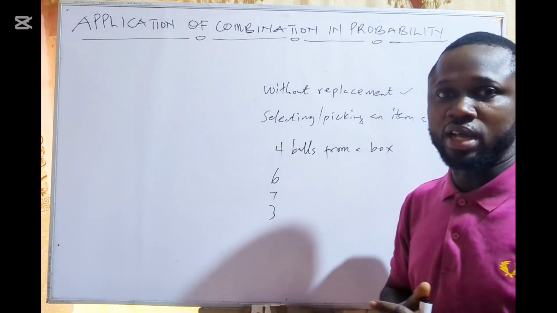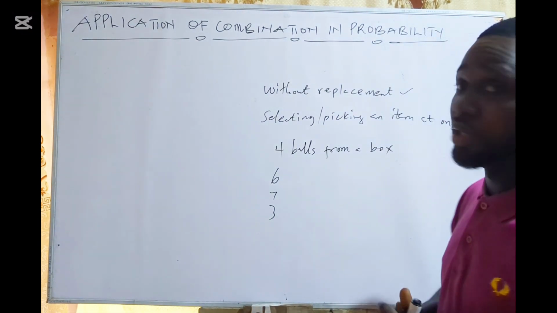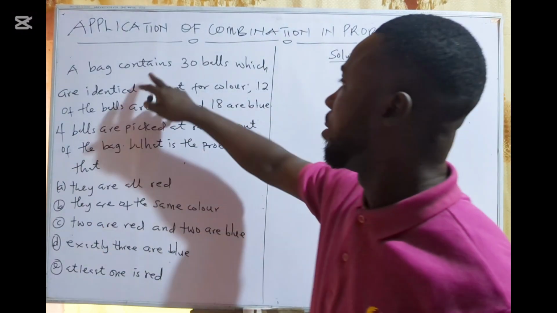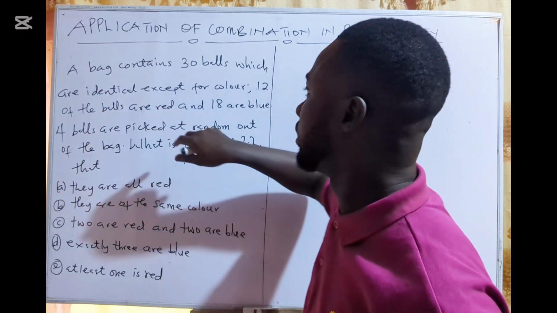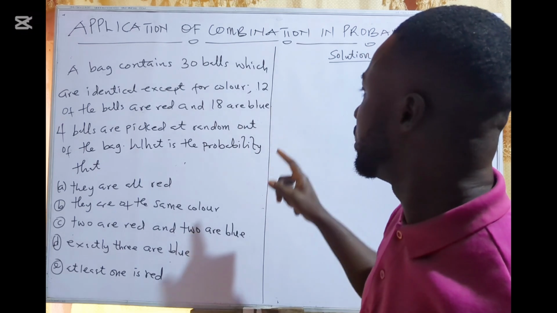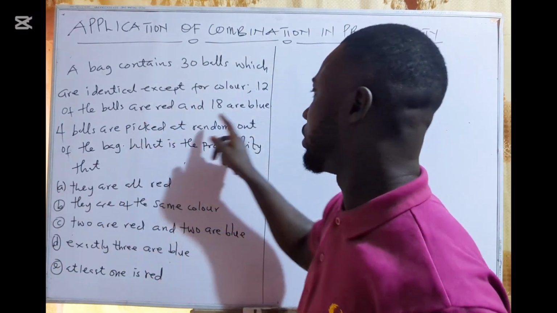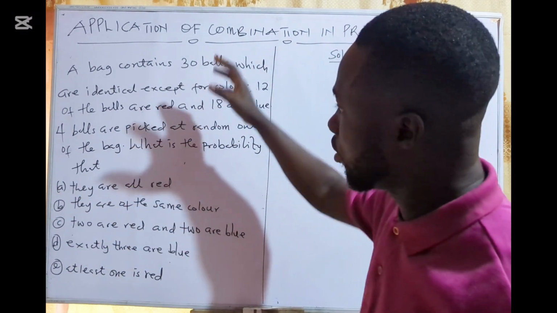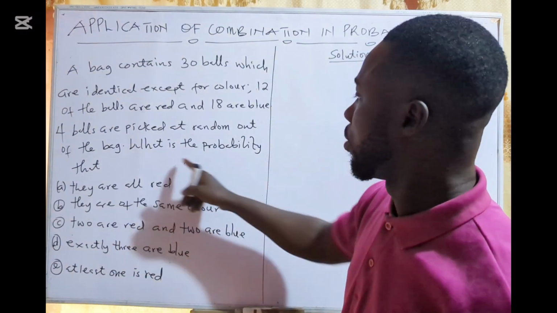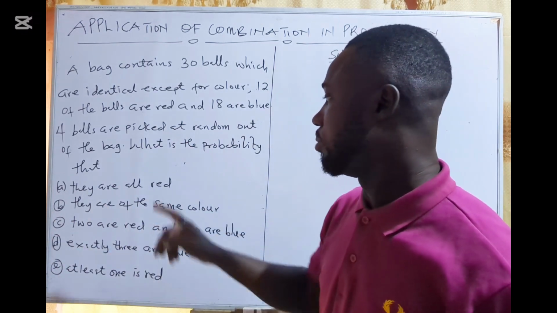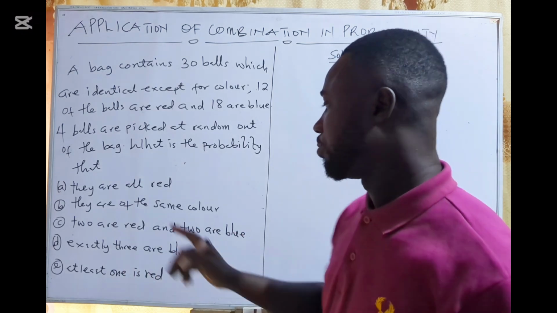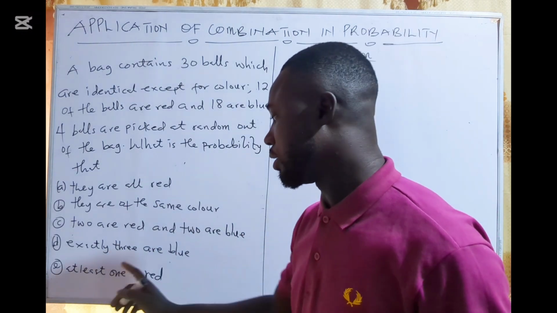So let's go and look at some examples where we can apply combination to solve. All right, so let's look at the example. A bag contains 30 balls which are identical except for color. 12 of the balls are red and 18 are blue. 4 balls are picked at random out of the bag. So the 4 balls are just picked at once, at random from the bag. So we can apply the combination. What is the probability that A, they are all red, B, they are all of the same color, C, 2 are red and 2 are blue, D, exactly 3 are blue, E, at least 1 is red.